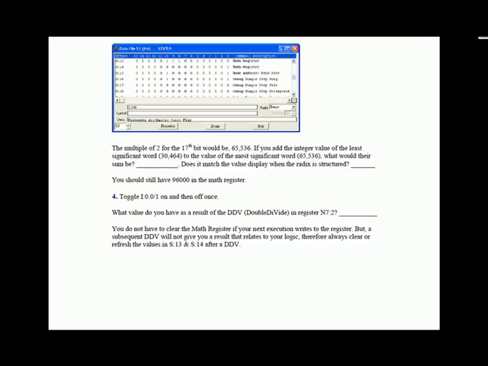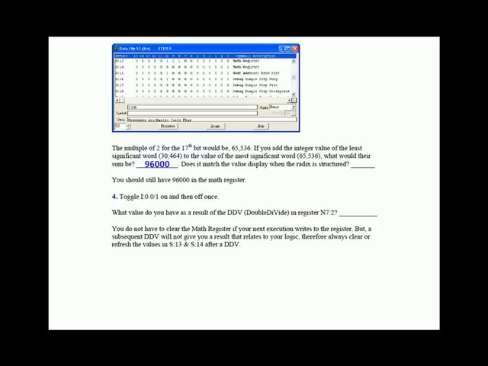Okay, as I already said, the multiple of 2 for the 17th bit, if you actually had a 32-bit word, that multiple of 2 would be 65,536. And you added the integer value of the least significant word, 30,464, to the value of the most significant word, 65,536. And what would their sum be? We've already dealt with that, 96,000. Does it match the value displayed when the radix is structured?